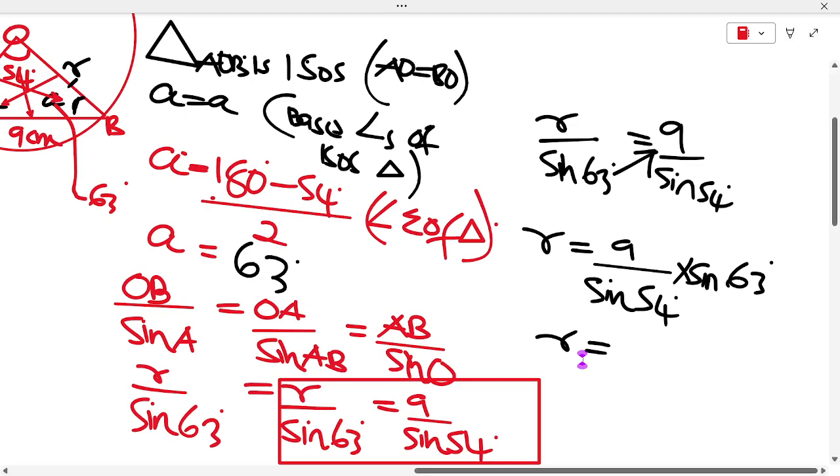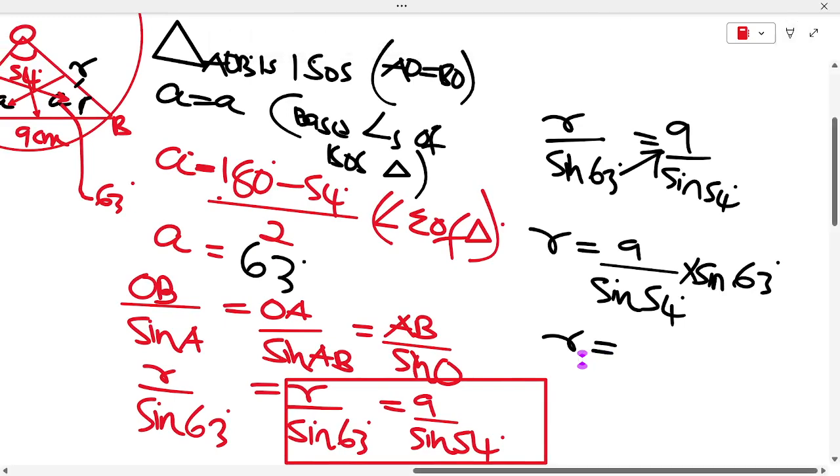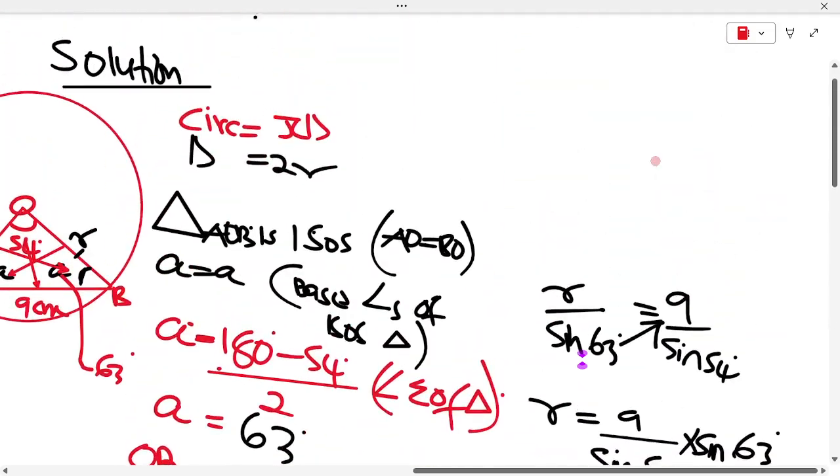After solving, you get 9.9121 centimeters. In short, the radius can be taken as 10 centimeters to the nearest one. So the radius is 10 centimeters.